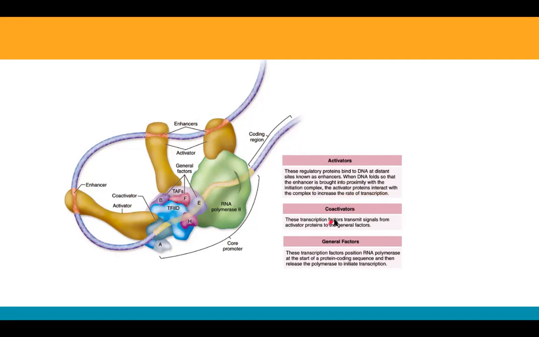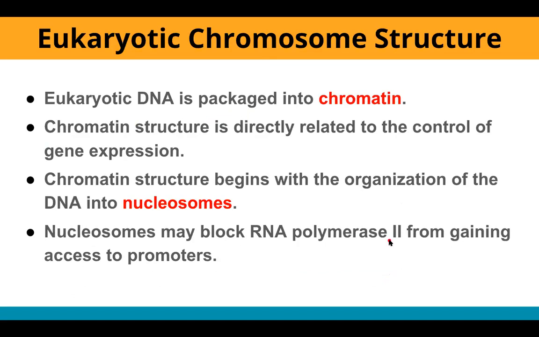The co-activators are transcription factors that transmit signals from activator proteins to the general factors. Now, the general factors are transcription factors that position RNA polymerase at the start of a protein coding sequence and then release the polymerase to initiate transcription.